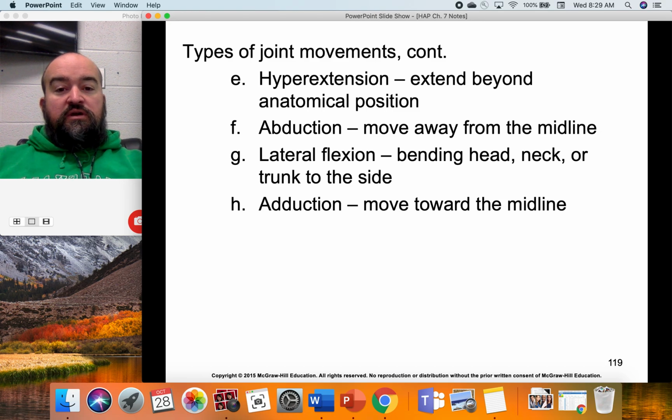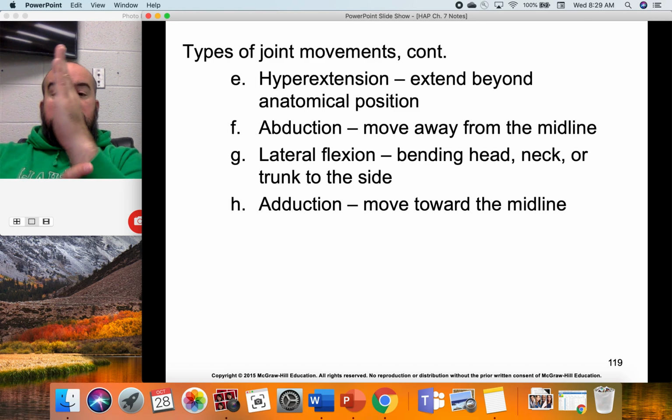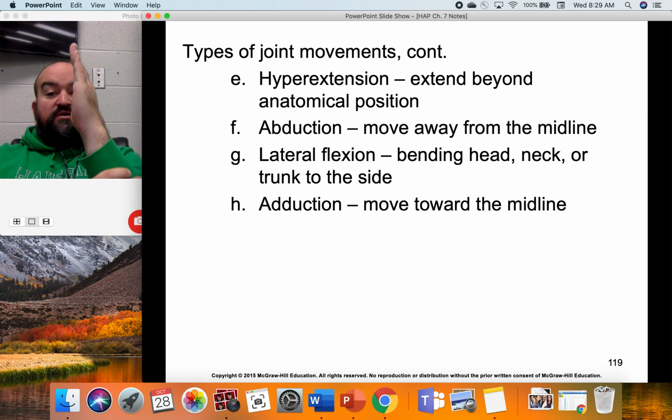Hyperextension is moving a joint beyond the anatomical position. So anatomical position is very specific. Any extension beyond that. So it's easy. In anatomical position, the wrist is straight. So if I go to this, that's hyperextension of the wrist. This is extension. This is flexion.